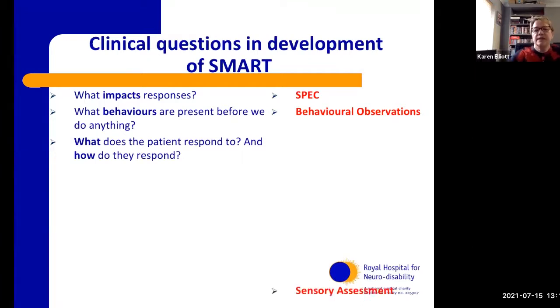The main part of the assessment is the sensory assessment, and that's really looking at what the patient responds to and how they respond. Do they respond to a specific sensory modality? Do they respond in a delayed way? What type of responses do they have? And how frequent are the responses?